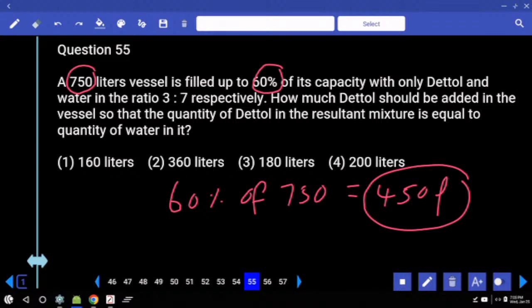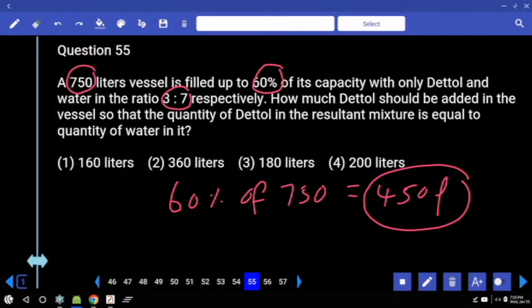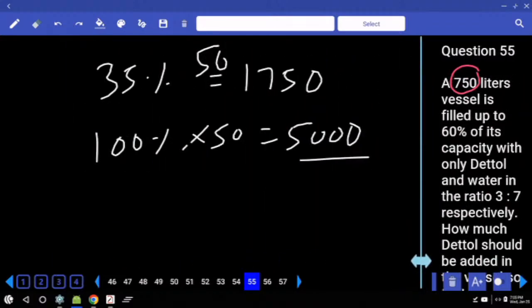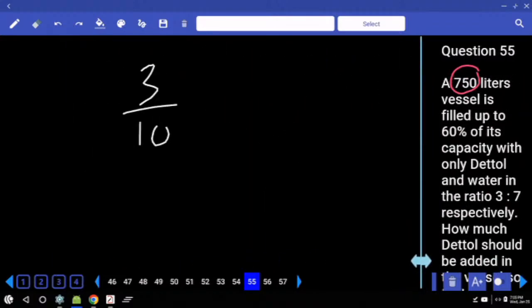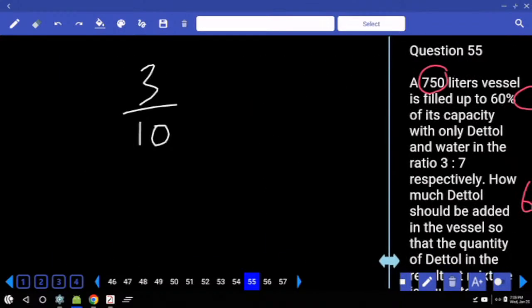Now in that mixture, the ratio of Dettol and water is 3:7. How much Dettol should be added in the vessel so that the quantity of Dettol in the resultant mixture is equal to the quantity of water? That means both Dettol and water will be in half ratio. Yes or no? Equivalent to half. So what is the initial quantity of Dettol if you take in ratios? 3/10. Okay.